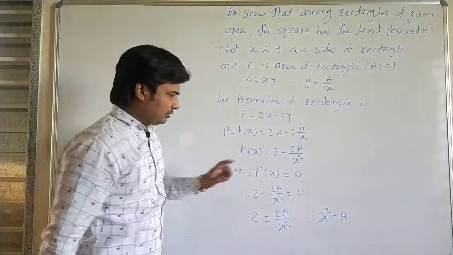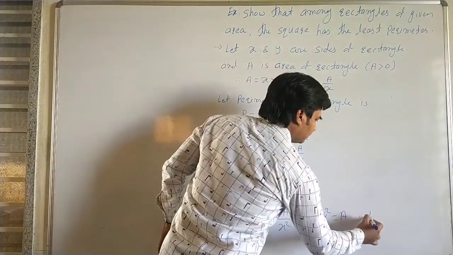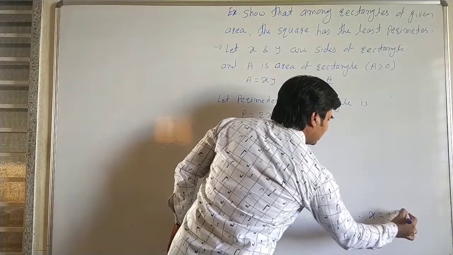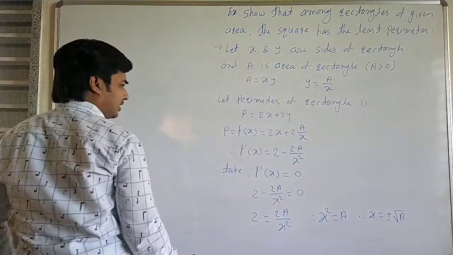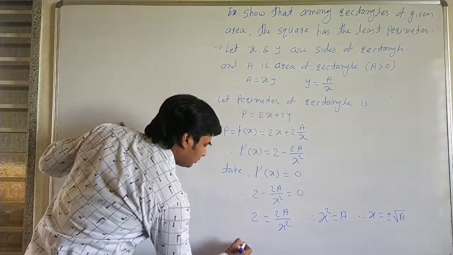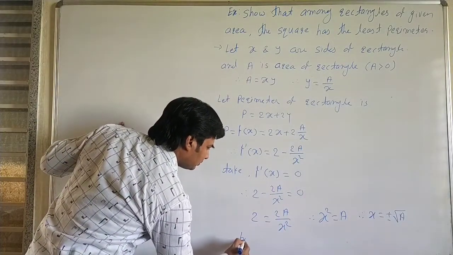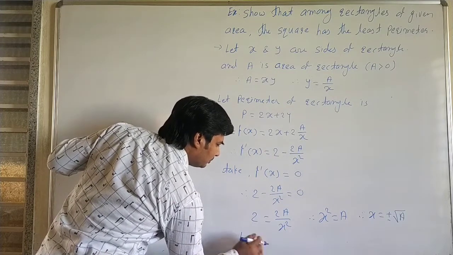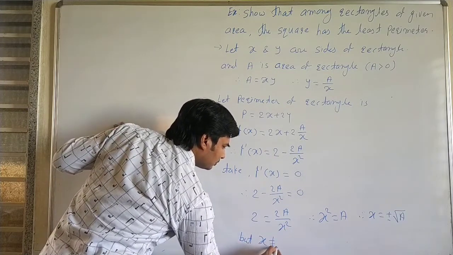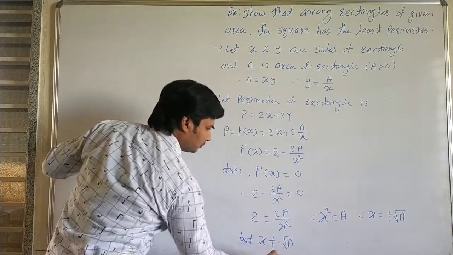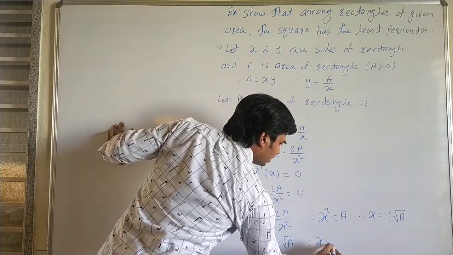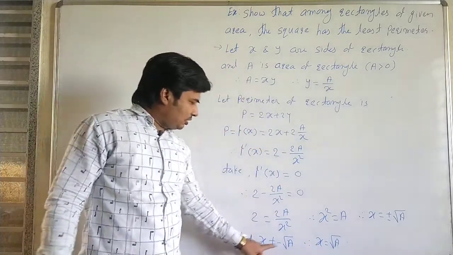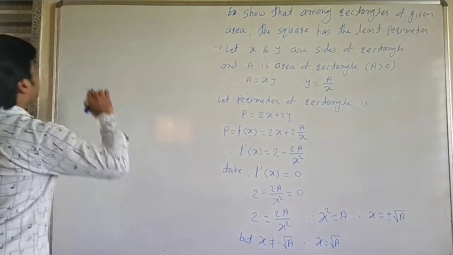2 gets cancelled, x square is equal to a, and then x is equal to plus or minus under root a. But a is greater than 0, and x is a dimension, therefore x is not equal to minus under root a. Therefore x is equal to under root a.